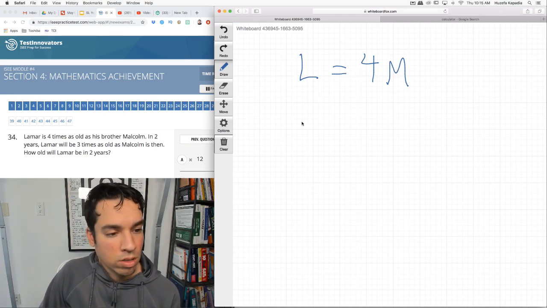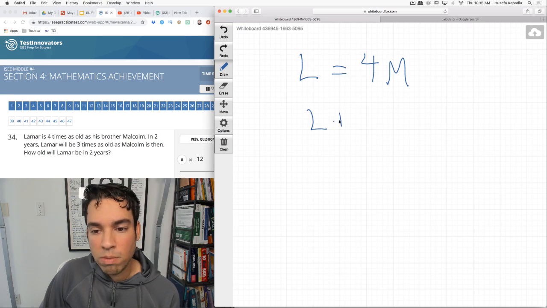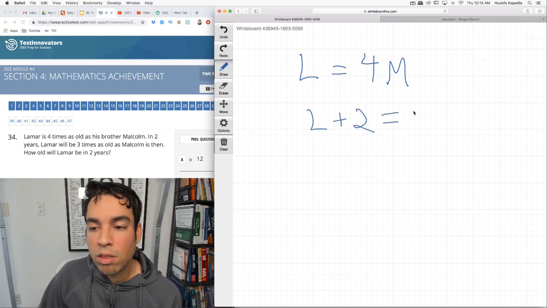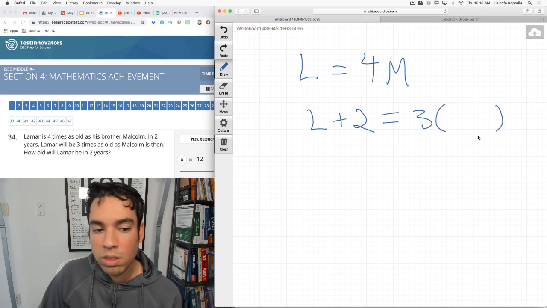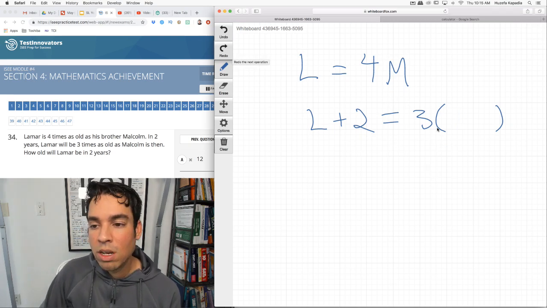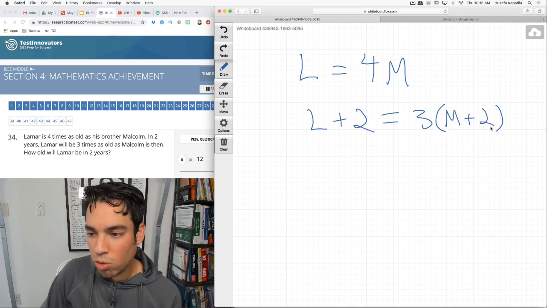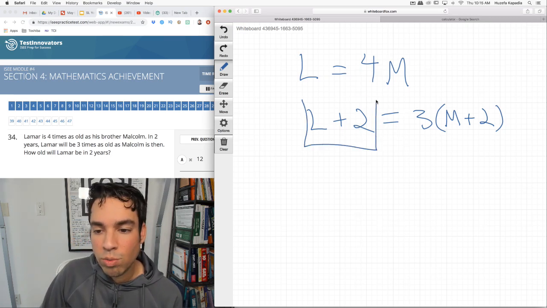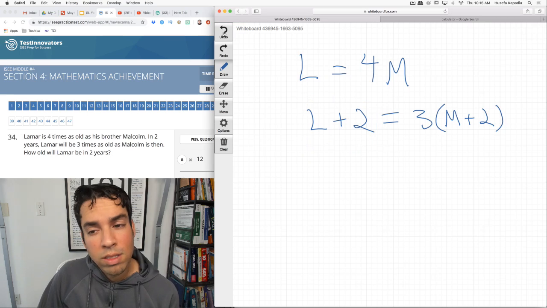In 2 years, Lamar plus 2, he will be 3 times as old as Malcolm is then. Well, it's not just 3M. It's 3 times as old as Malcolm is then, which means Malcolm will also be 2 years older, right? If Lamar is 2 years older, so is Malcolm. How old will Lamar be in 2 years? We want to know this value. This is a system of equations.